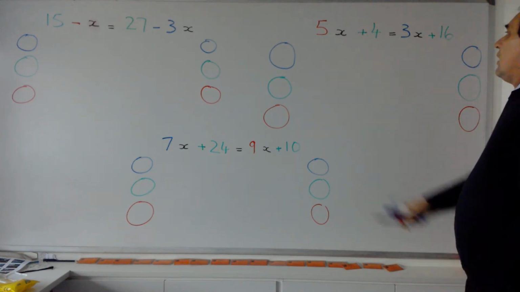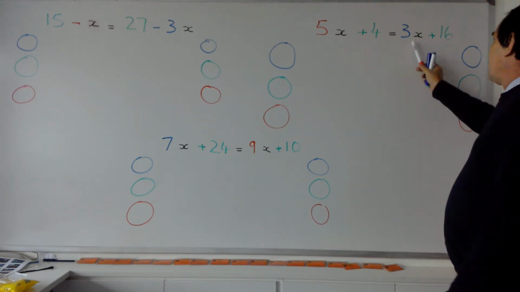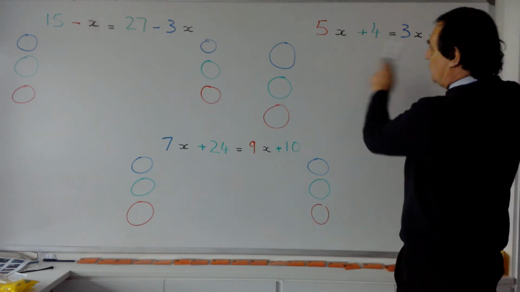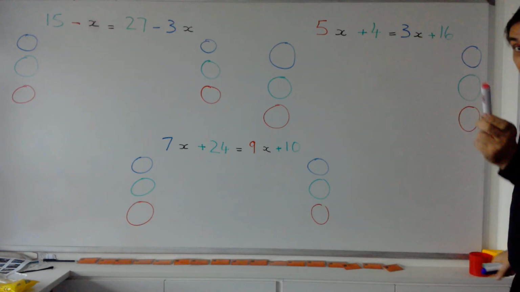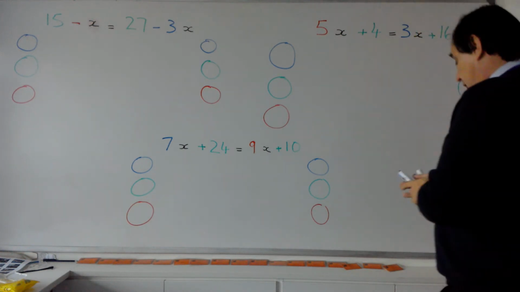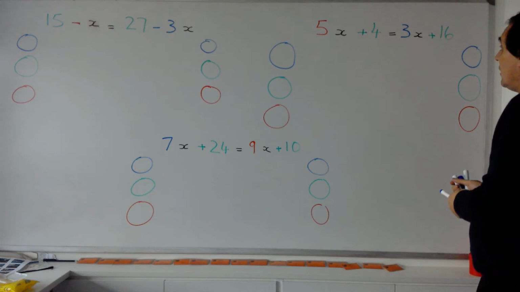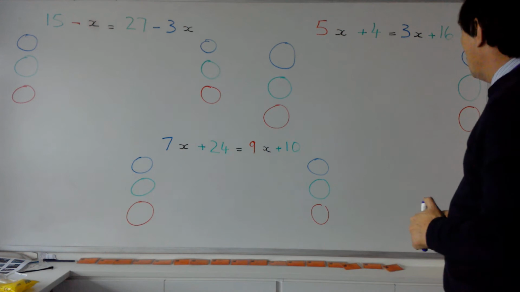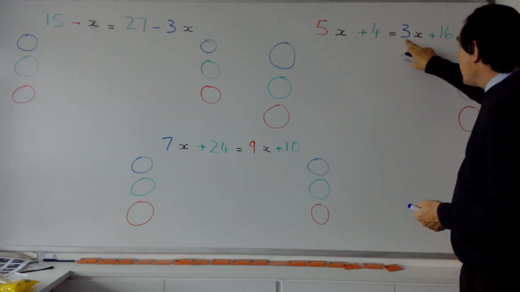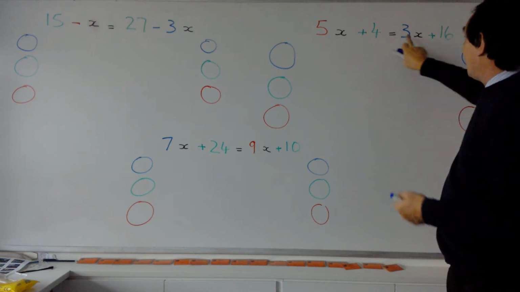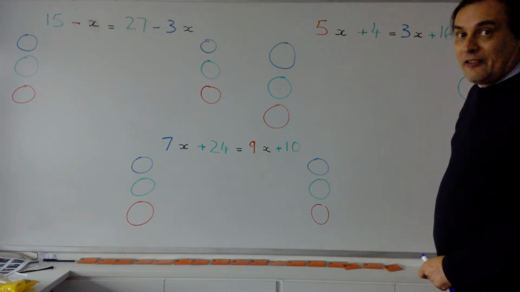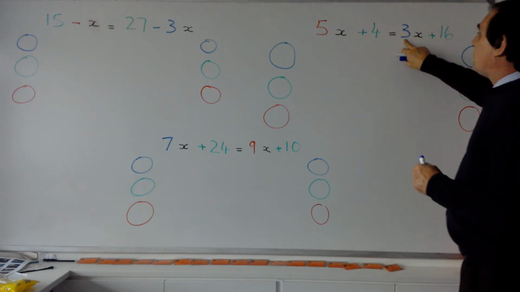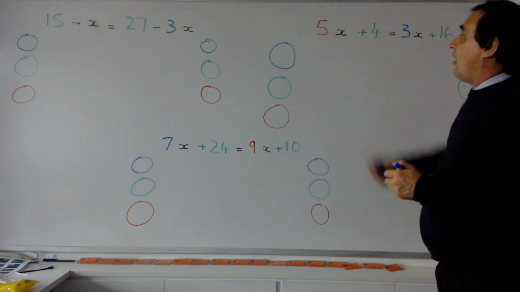Look at this equation here. We've got 5x plus 4 is equal to 3x plus 16. The difference is we've got terms with x's on both sides. What I've done is colour the smallest term with an x in it blue. So 3 is smaller than 5, that's why the 3 is blue and the 5 isn't.